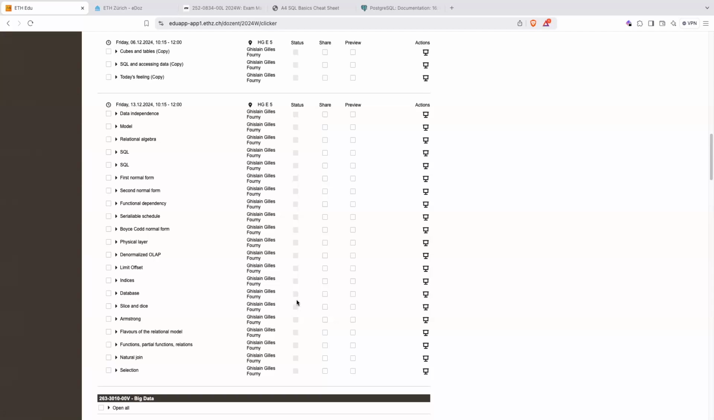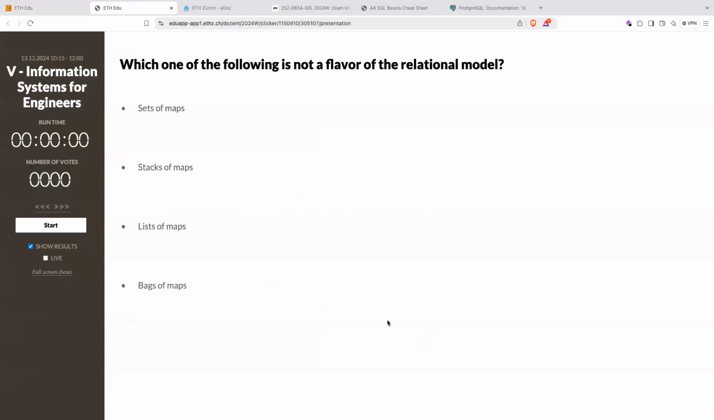All right. So I'm going to start with hopefully easy ones and then go more and more complex. Which one of the following is not a flavor of the relational model? Sets of maps, stacks of maps, lists of maps, bags of maps.